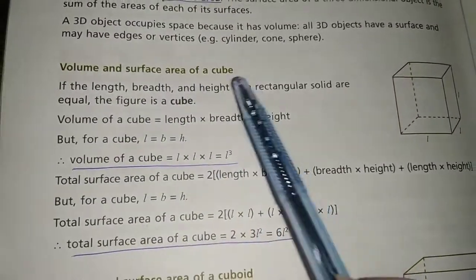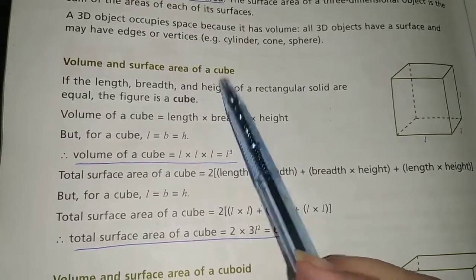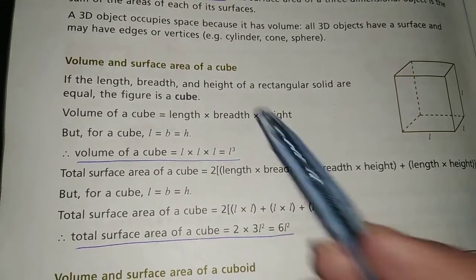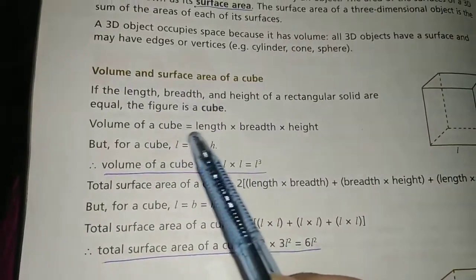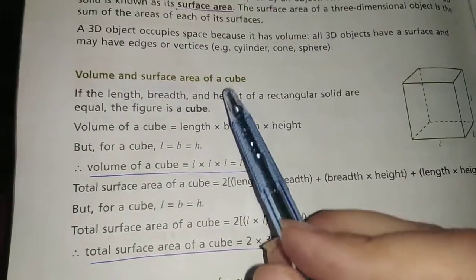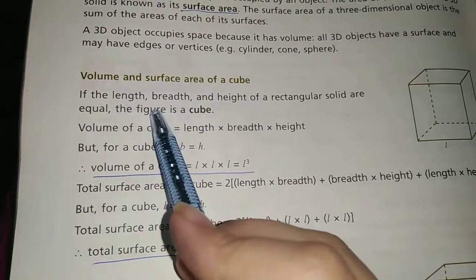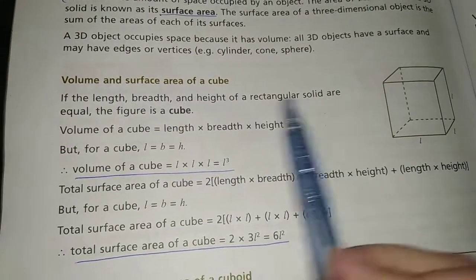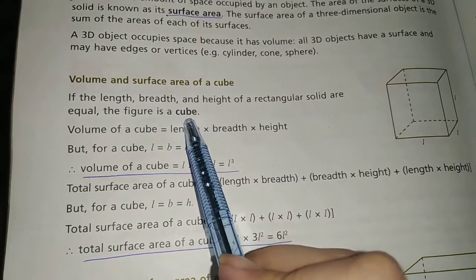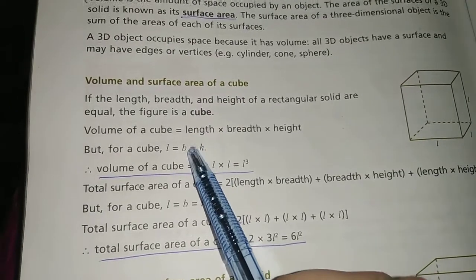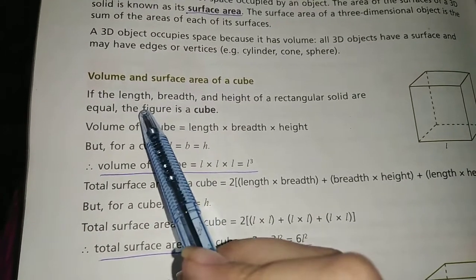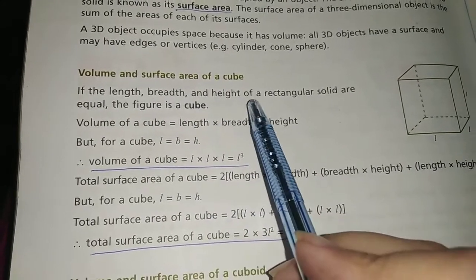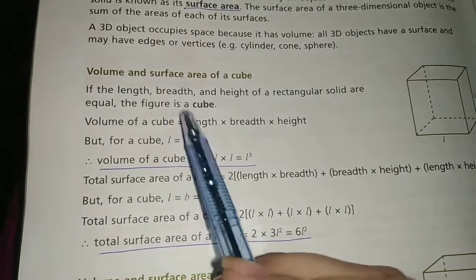Volume and surface area of a cube. As in a square, all lengths of a cube are the same. So if the length, breadth and height of a rectangular solid are equal, the figure is a cube. As we said, if length and breadth are the same then it will be a square. Similarly, if length, breadth and height of a rectangular solid are equal, this figure is known as a cube.